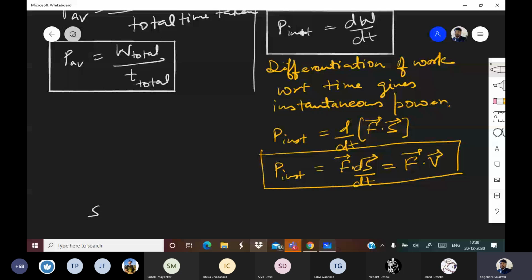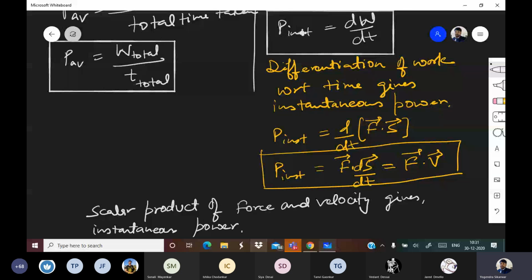Scalar product of force and velocity gives instantaneous power. Okay, any doubt, any question? Good. So before we move further, let me give you some questions to solve. So let us do that.